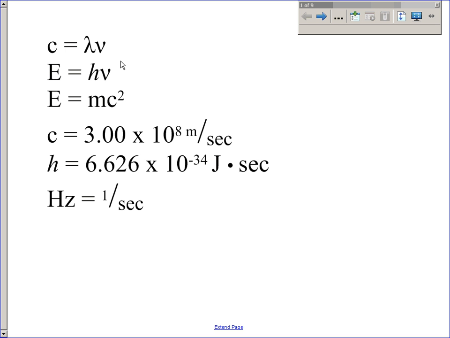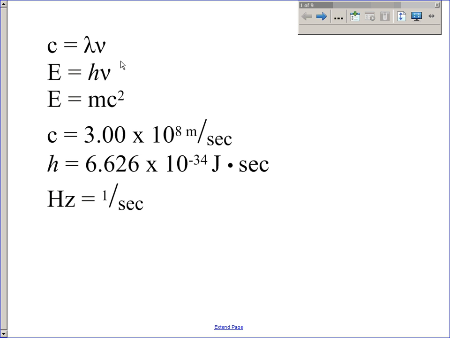Okay, so we're going to apply what we know about waves, and we're going to look at it in terms of math. So you have really two equations that you need to know and memorize. You will not be given these equations. You will be given the constants. Okay, so the two equations that you have to know are this first one. C is equal to wavelength times frequency.